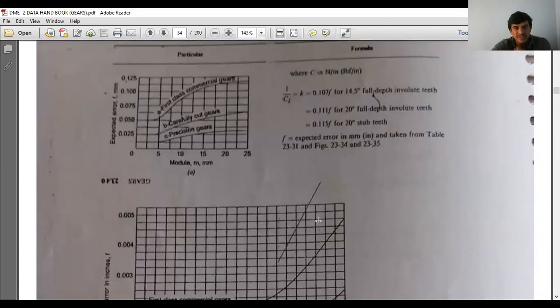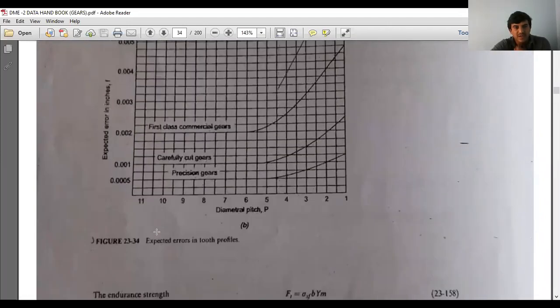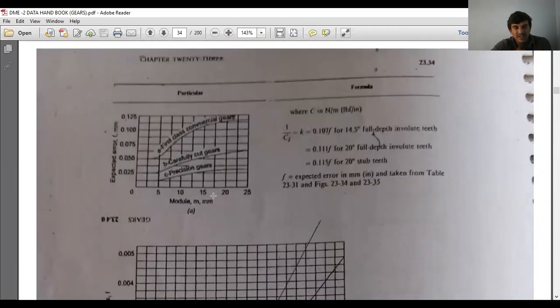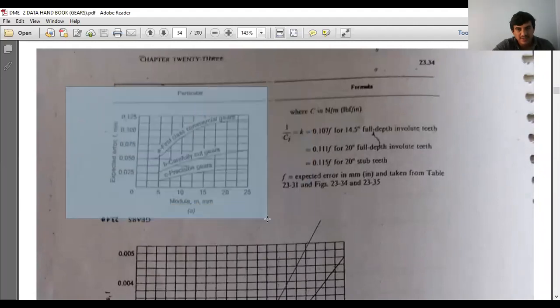Now I think it is visible. Please check. This is figure number 23.34. In that, two figures are there. One is A, that is if the class of gear is known. Now please check if it is visible. Give me any one answer.